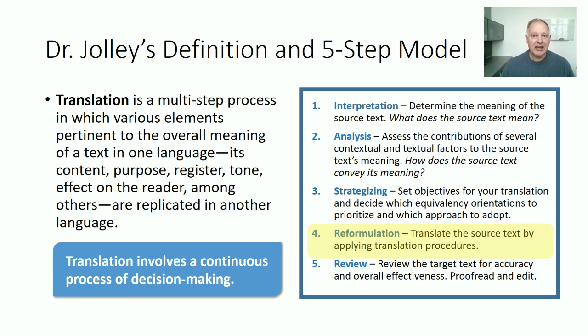You're interpreting and analyzing the source text, trying to determine what it means and how it creates that meaning. Third step, you're pausing to think about what an effective translation will look like. Will it be more literal? Will it be more free? What types of equivalence orientations are we going to prioritize? And then finally, we're diving into our translation. So hopefully we've done steps 1 through 3 before we get started on step 4, which is that translation proper, where we're reformulating the source text and creating the target text.